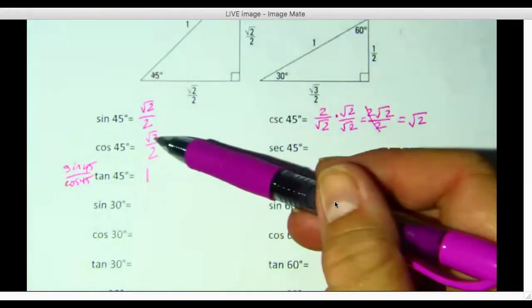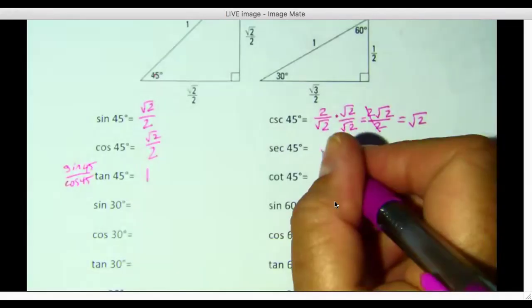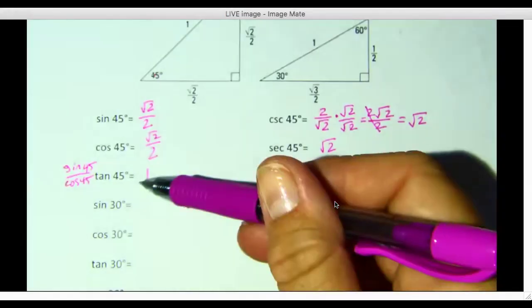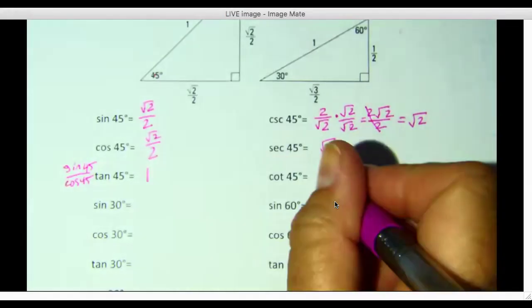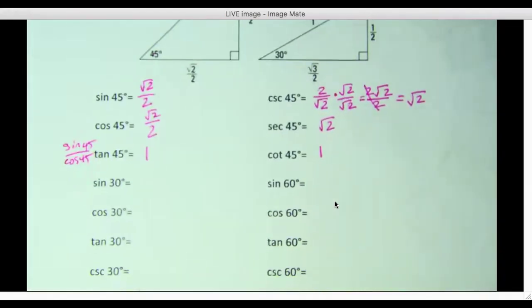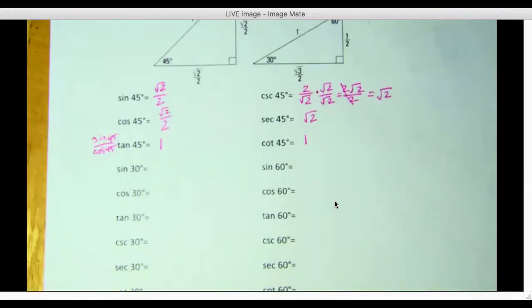Secant of 45, flipping the same thing, I get the exact same thing, root 2. And cotangent is the reciprocal of tangent, and 1 over 1 is still just 1. So those are those 45-degree angles. For 30 degrees, we have, let me zoom out a tad so I can still use those triangles here.